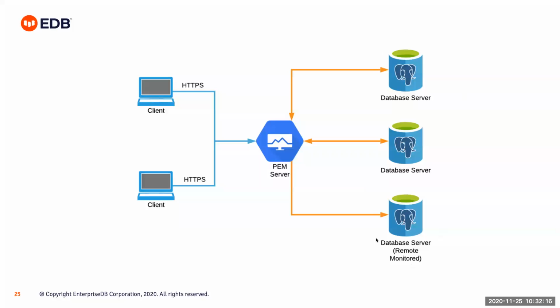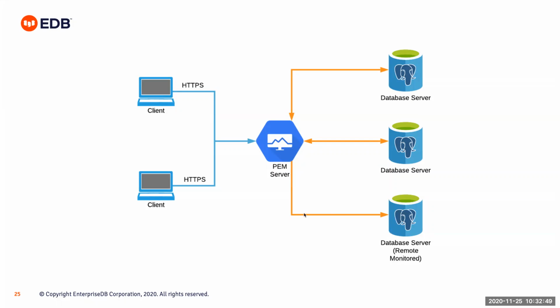This one, designated as a remote monitored, does not have a PEM agent. So in this case, it's the PEM server that is gathering the metrics. The PEM server will then gather a limited number of metrics, and you will have less functionality available to you. For instance, you will not be able to run batch jobs directly from PEM on the database server, which you will have available here, but not on a remote monitored server.